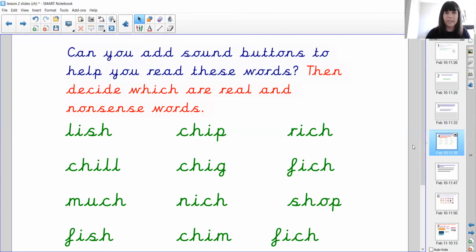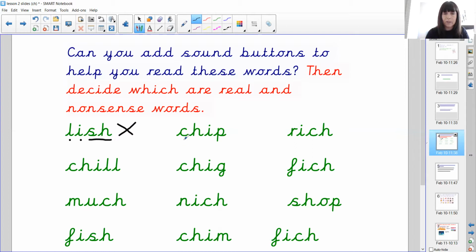Okay, let's have a look at these together. So the first one, sh, lish. What do we think? Never heard that word before. It sounds similar to other words like dish and fish, but not lish. So we're going to put a big cross next to that one. That's a nonsense word.